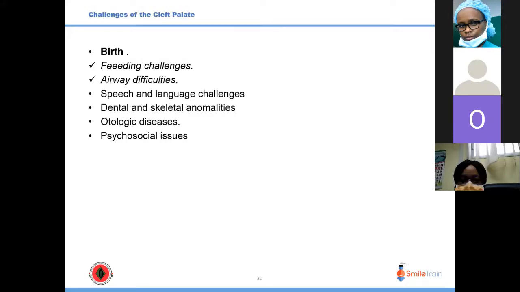Challenges associated with the cleft palate. Individuals with cleft palate have multiple challenges, and these challenges include feeding, airway, speech and language challenges, dental and skeletal anomalies, orthodontic diseases, as well as psychosocial issues.